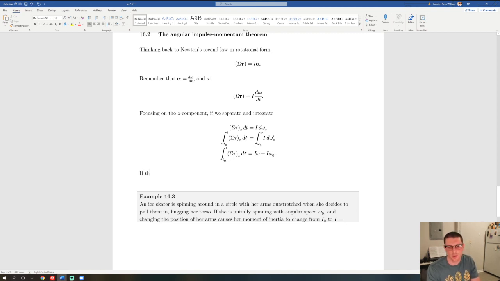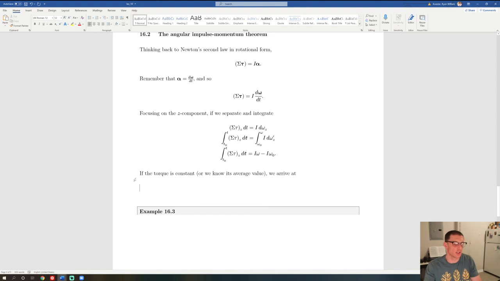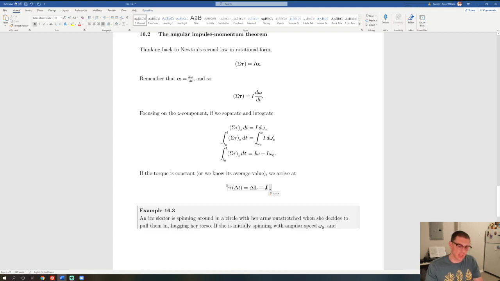This is the important part. This tells us that if the torque is constant, or we know its average value, because practically speaking these are kind of the same thing, we arrive at an equation, and because this involves a few vectors too, I'm just going to copy and paste it: the average torque times the time interval over which it's applied equals the change in angular momentum of an object. And we could define this, I don't think we'll use this symbol very often, but traditionally the change in angular momentum of an object is defined with a big J.